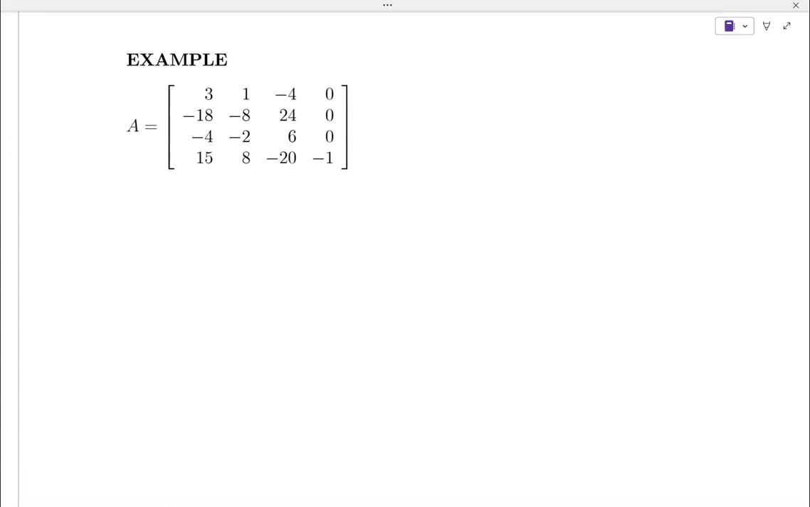Let me flip over to the calculator real quick. Let's change A into a 4x4. 3, 1, -4, 0, -18, -8, 24, 0, -4, -2, 6, 0, 15, 8, -20, -1.